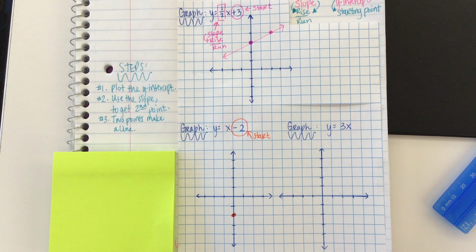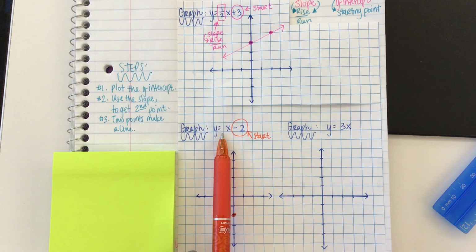And then I need to take the number in front of x as my slope. But looking at this equation, what number is in front of x? Oh, we don't have a number.